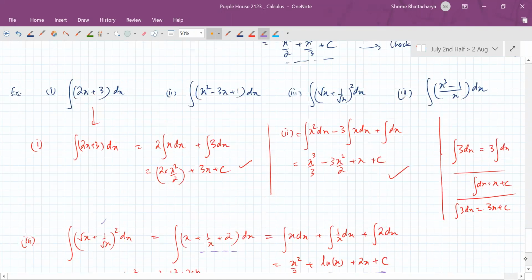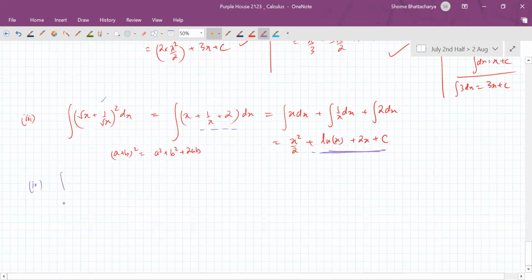Fourth one is what? x cube minus 1 whole divided by x. Okay. So again, a bit of simplification we'll have to do first. And again, the exception case will come into play, because when we do this, we'll have that 1 by x integration again. Okay. So now just apply the appropriate formula.